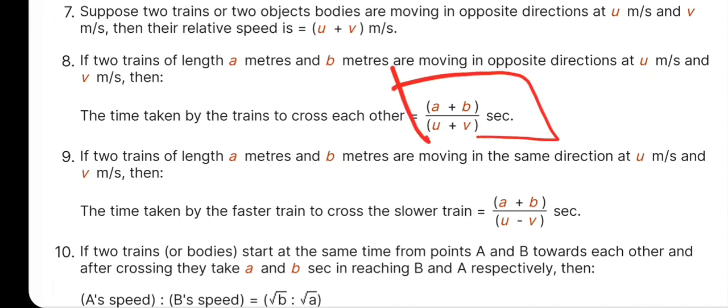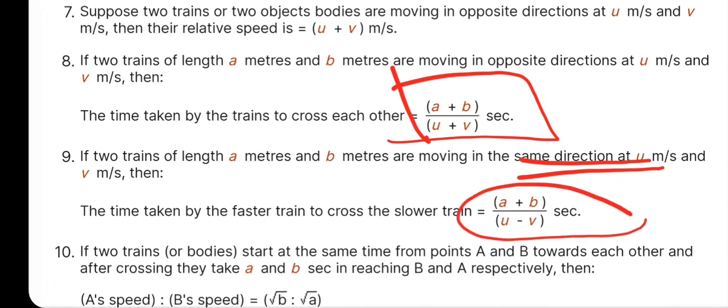A plus b by u plus v seconds. Next point, if two trains of length a and b meters are moving in the same direction at u and v meters per second respectively, then the time taken by the faster train to cross the slower train is (a plus b) divided by (u minus v). So study these two equations carefully.